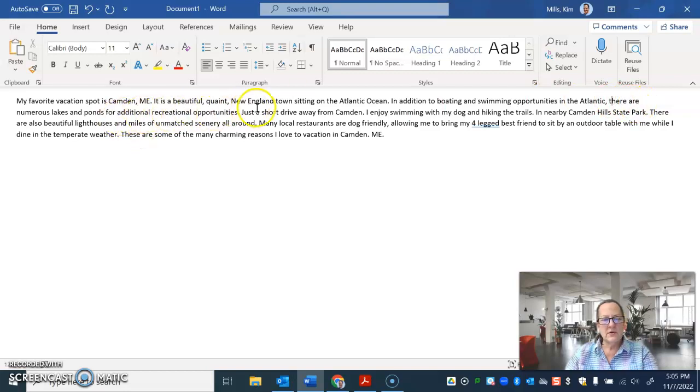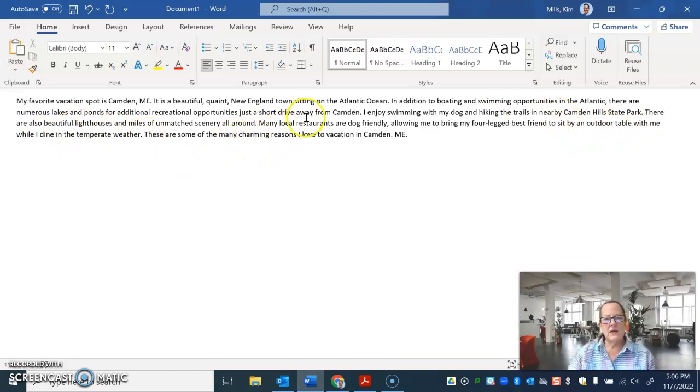Looks like some points for additional, yeah, let's put in some extra periods. I don't know why. Every time I have "in", it started a new sentence. In nearby Camden Hills State Park. There are also beautiful lighthouses and miles of unmatched scenery all around. Many local restaurants are welcome. On me to bring my four-legged and perhaps best friend to sit by an outdoor table with me while I dine in.